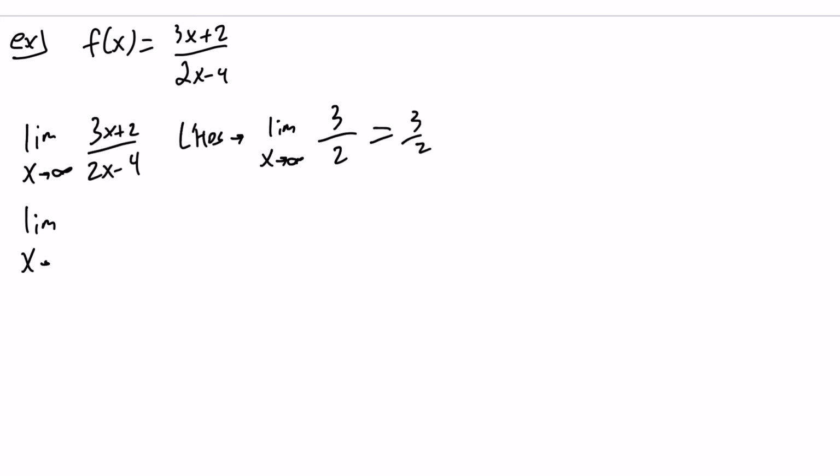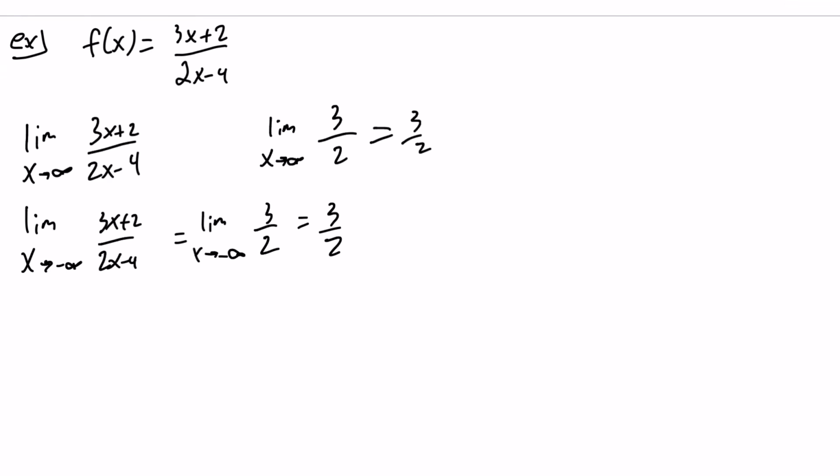And similarly, we can use L'Hopital's rule to find the limit as x goes to -infinity of 3x plus 2 over 2x minus 4. This would be a -infinity. So we have horizontal asymptotes of 3 over 2, both as x goes to positive and negative infinity.